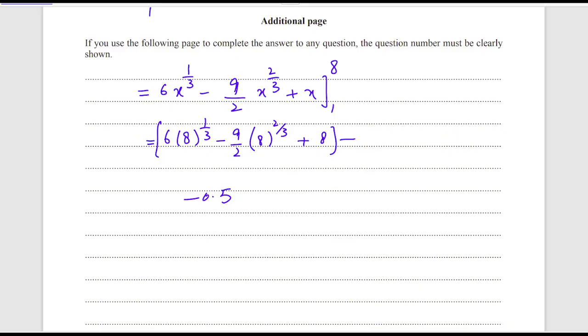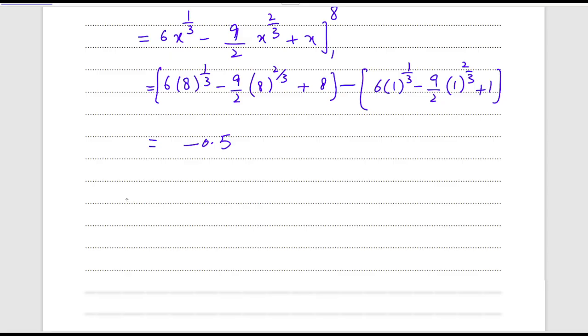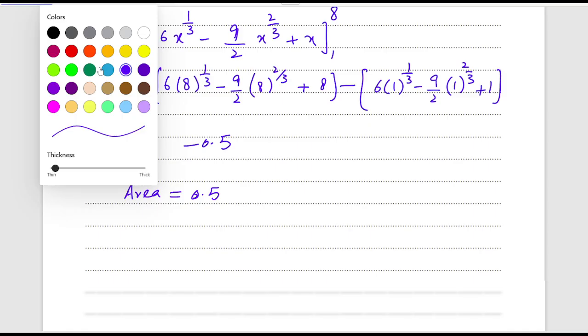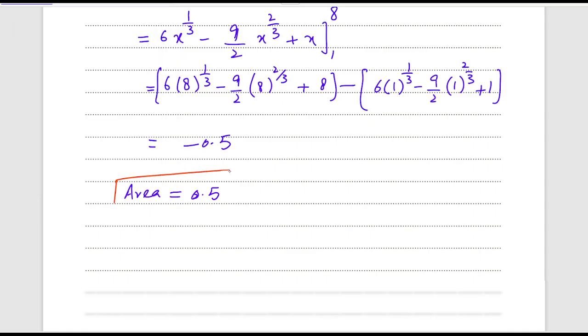So the definite integral results in negative 0.5 and the required area is equal to 0.5 square units, or simply 0.5. So 0.5 is the required area under the curve.